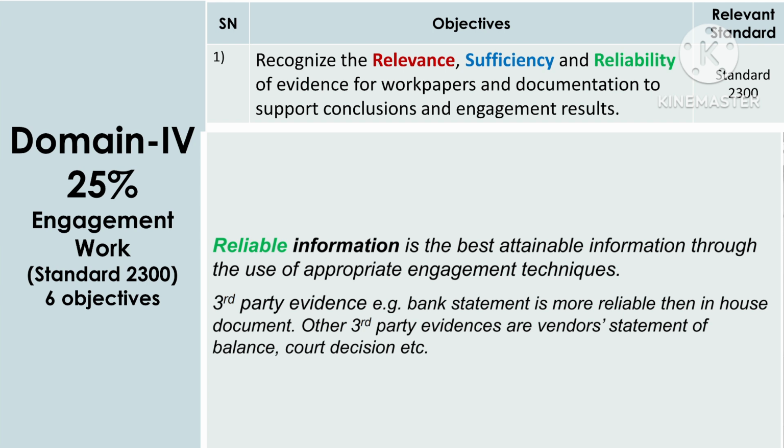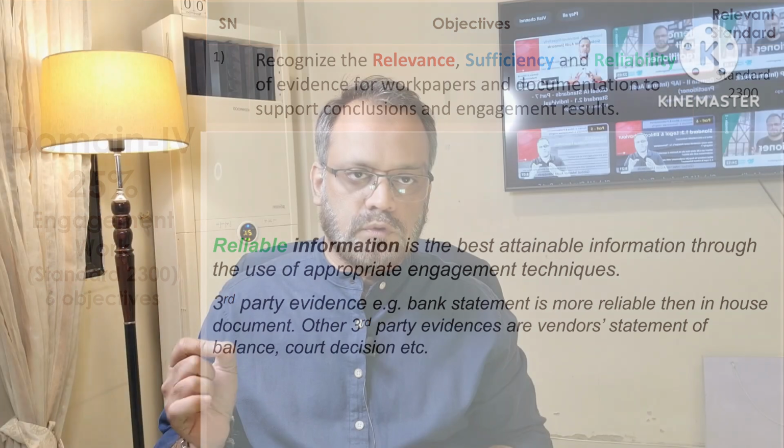So third party evidence in this scenario, for example, the bank statement, is more reliable than in-house documentation. Other third-party evidence can be a vendor's statement of balances or a court decision. Always, if there is a comparison between what is more reliable and what is less reliable, keep in mind that third-party evidence, particularly any regulator or court-related information or financial information from the bank, will be considered more reliable than the information generated within the organization.